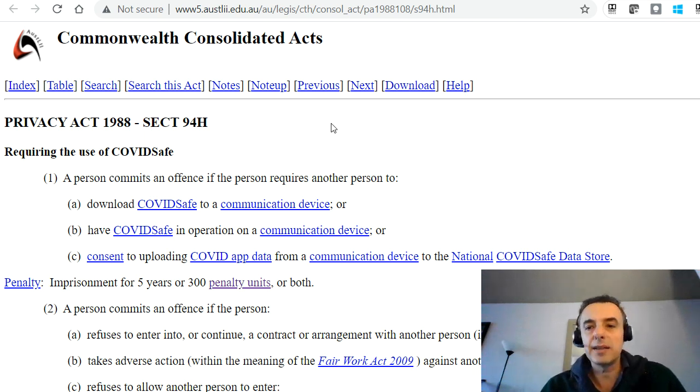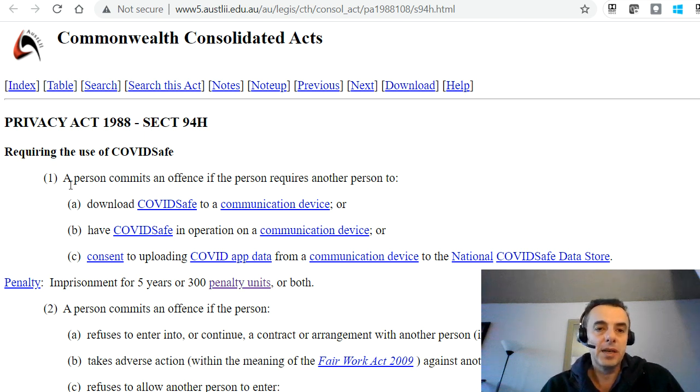Obviously, the Privacy Act 1988 is a large act dealing with our privacy. It happens to be apparently above current public health orders, and Section 94H sounds like it would have been added since the latest pandemic. So without further ado, we'll go into that act and try and understand it. It's not actually very long.